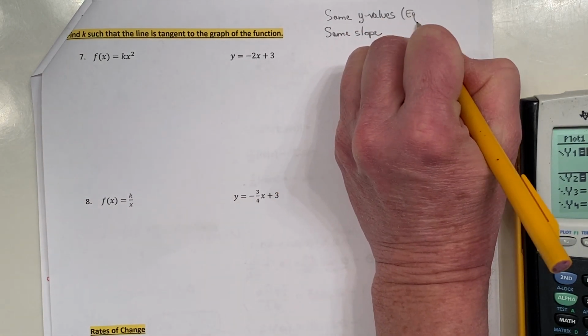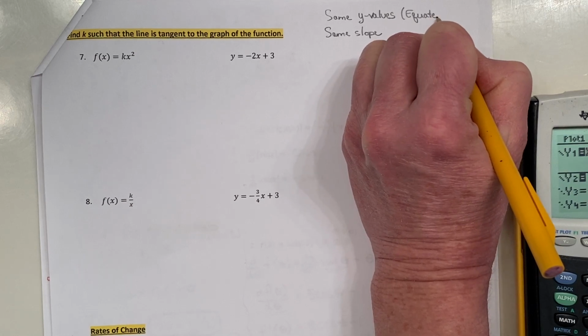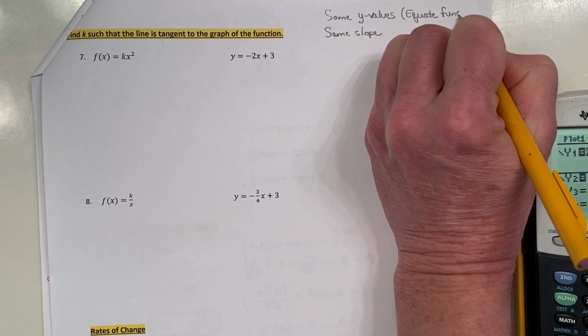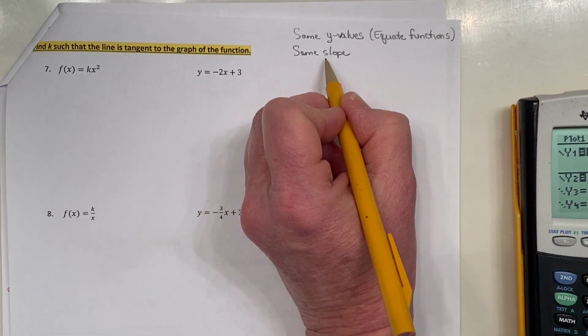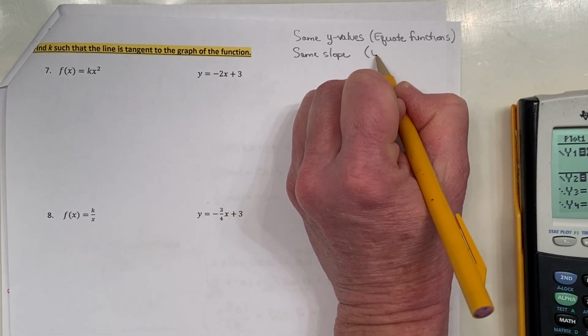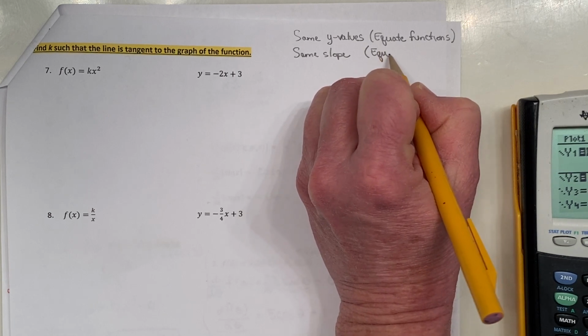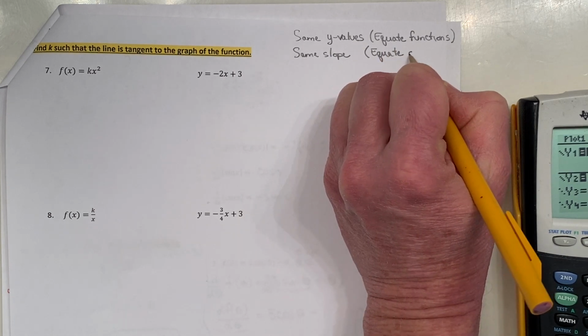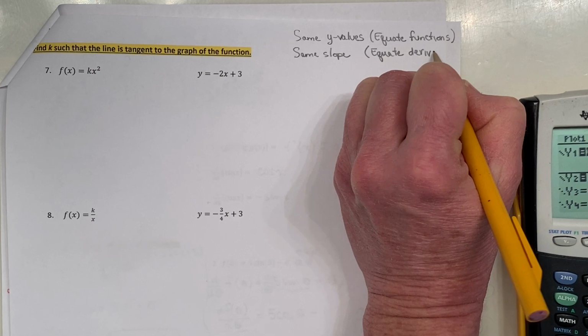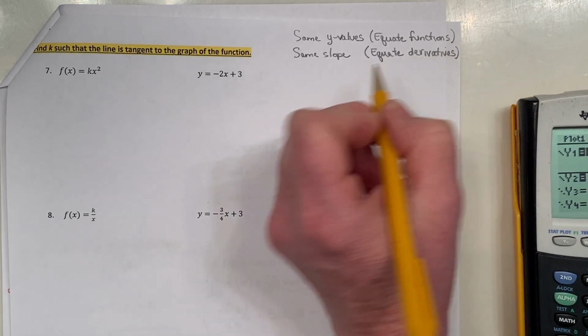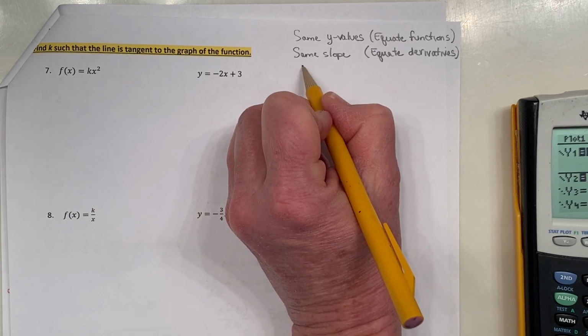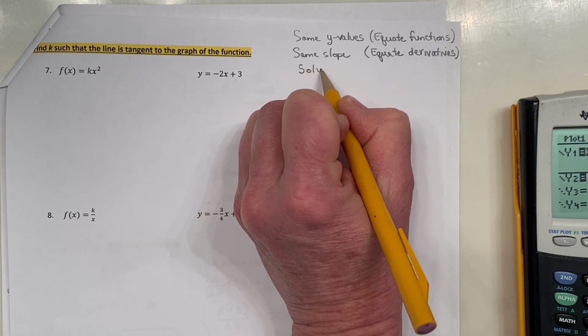All right, so if we need the same y values, then we're going to equate the functions. We're going to set the functions equal to each other. If they have to have the same slope at the point of tangency, then we want to set the slopes, or the derivatives, equal to each other. So equate derivatives. And then once we get two equations, we're going to solve the system.